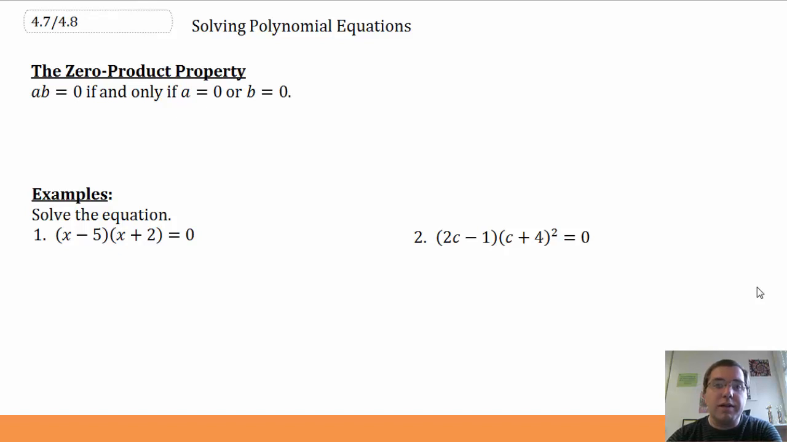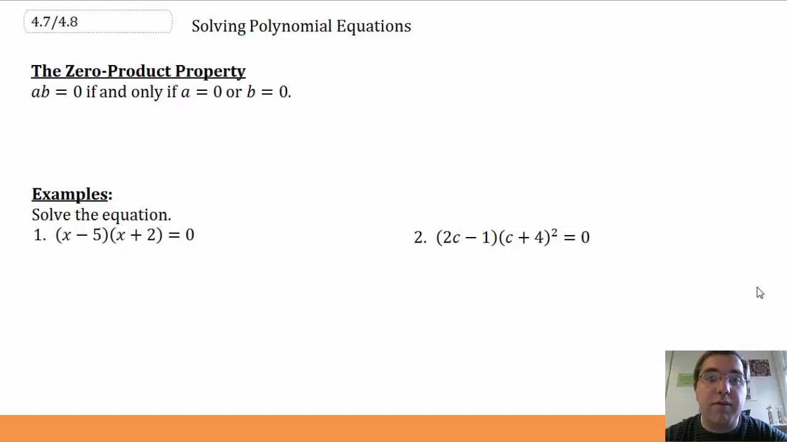This is sections 4.7 and 4.8 of Honors Algebra 2, solving polynomial equations. In order to solve a polynomial equation, we use this property called the zero product property. It says that if two numbers, a times b, equals 0 when we multiply them together, that happens if and only if a equals 0 or b equals 0.